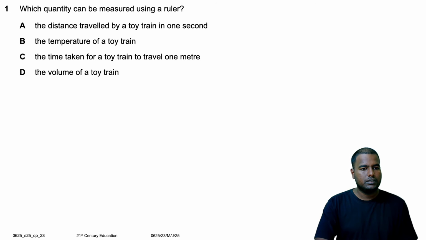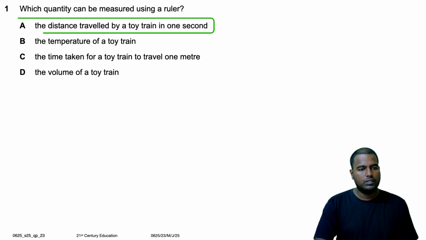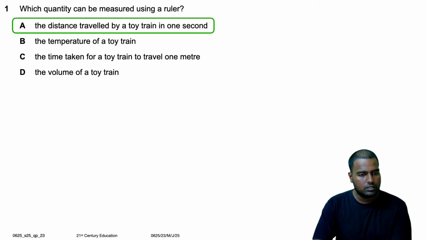Which quantity can be measured using a ruler? The distance traveled by a toy train in 1 second. Temperature obviously we cannot measure. Time taken for the toy train we cannot measure. The volume of the toy train. If the toy train is perfectly like a cuboid shape, yes we can, but it's not going to be. The most accurate measurement of volume would have to do with the measuring jar, not with the ruler. So the distance traveled by a toy train in 1 second.